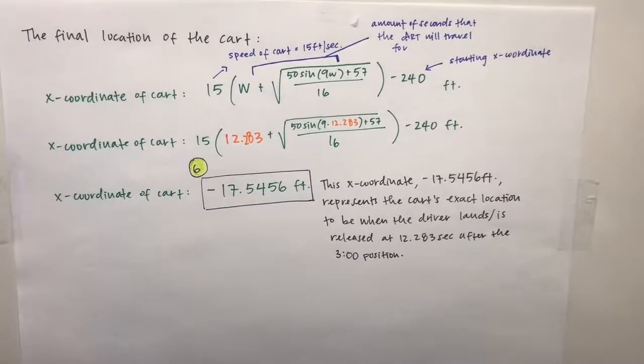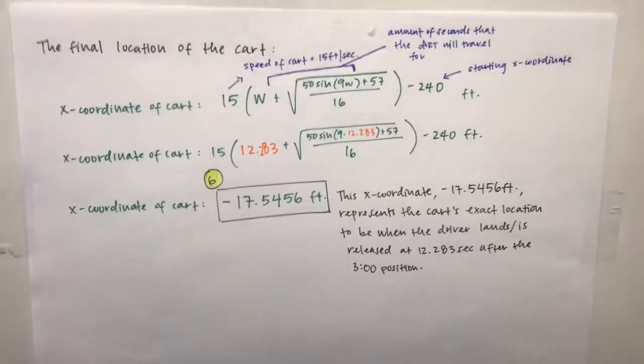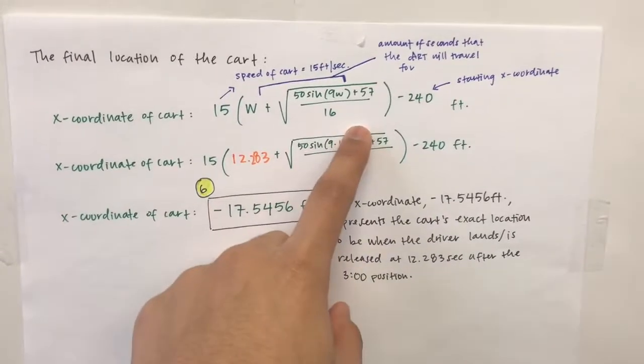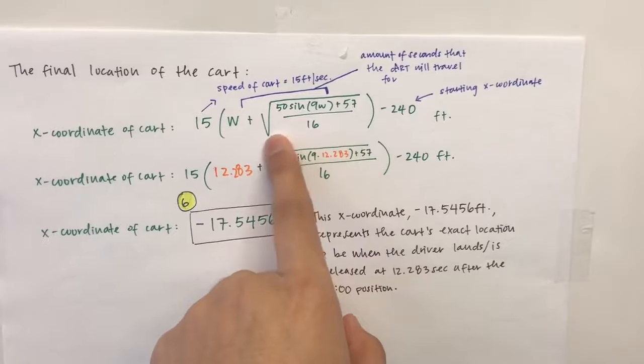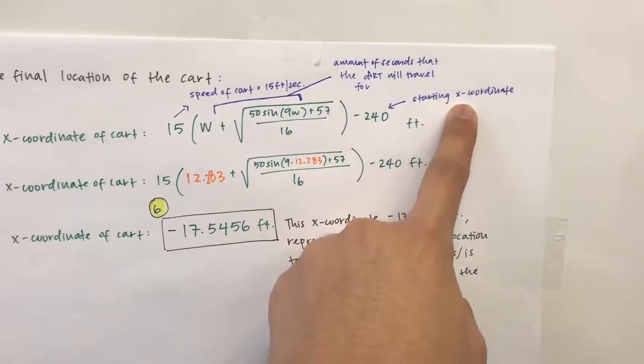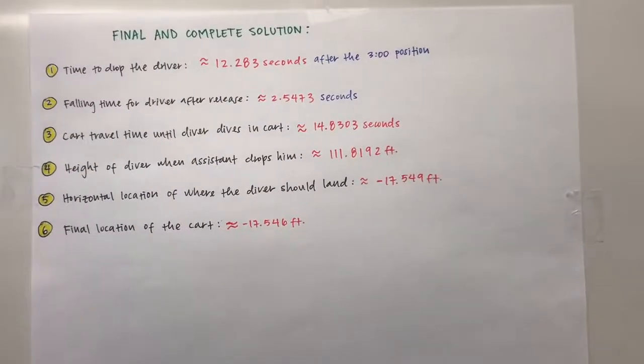Finally, we can say that the final location of the cart has to be represented by this formula. This formula takes the speed of the cart, 15 feet per second, and multiplies it by the amount of seconds that the cart will travel for, and then subtracts everything from the starting position. This sums up our answer to the unit problem, the circus act.